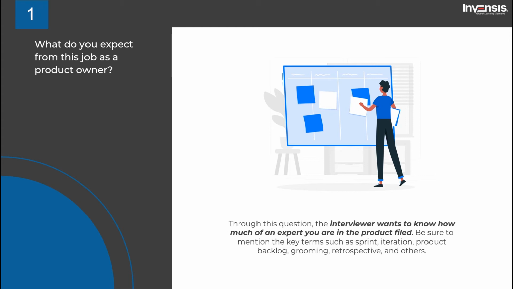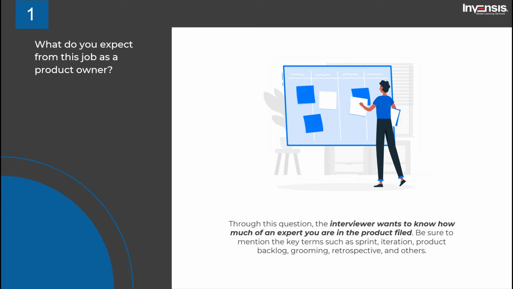The first set of questions are based on Agile methodology. Here's the first question. What do you expect from this job as a product owner? Most of the time, instead of directly jumping to theory questions, the interviewer often wants to know how much of an expert you are in their field.